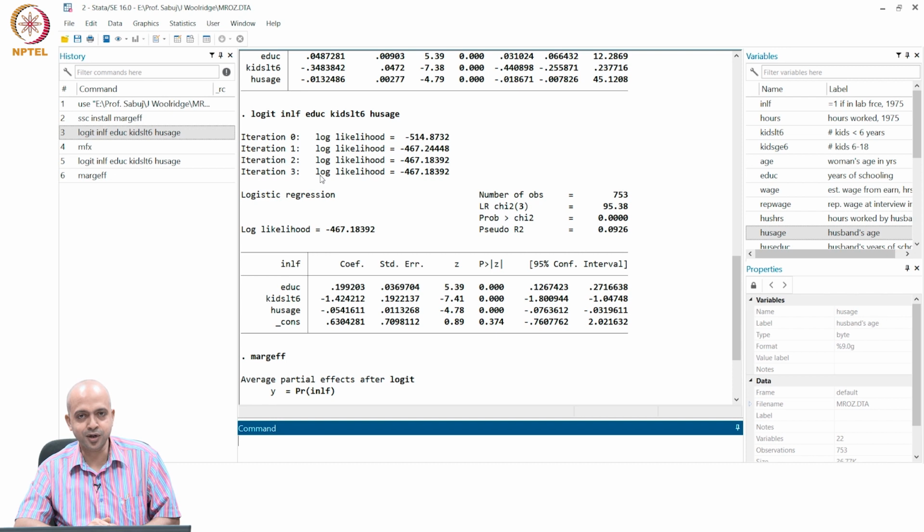Many a time after estimating this, we forget to report the marginal effects, but then your research would be incomplete, because at the end of the day, what we are interested in is specifically the marginal effect. For a unit change in any of these explanatory variables, on average, what is the change in the probability of labor force participation? That is what we want and that is why you need to specifically report these types of marginal effects, right.